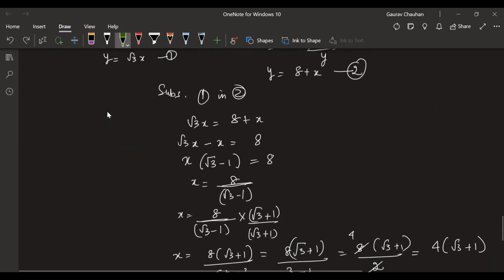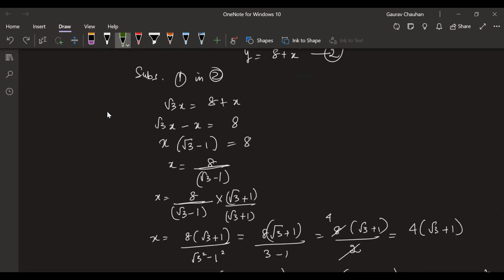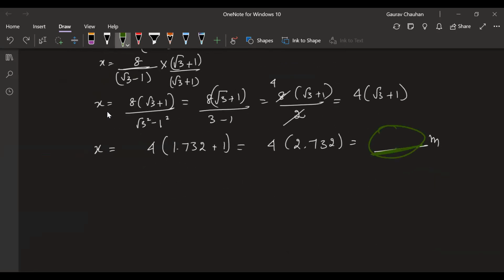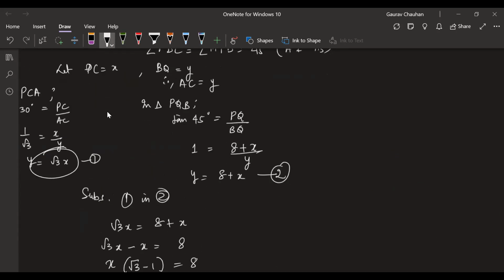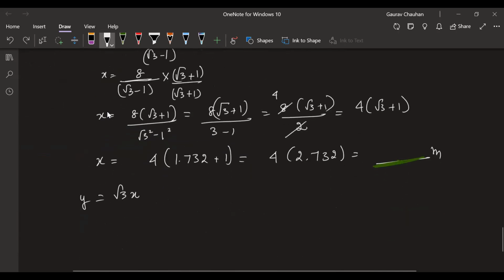In this case, don't use the final decimal value. So I'll just tell you what I mean. Y is equal to root 3x, right? So I'll urge you not to use this multiplication value. You get root 3 into this big decimal multiplication will be too much. Use this value. What will happen here? You will get root 3 into 4 bracket root 3 plus 1.